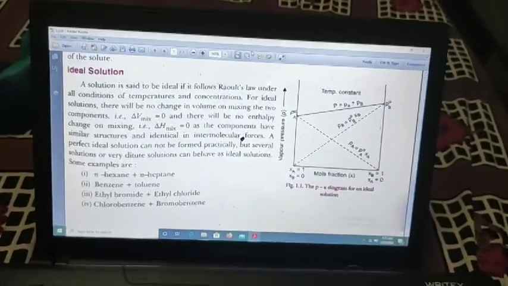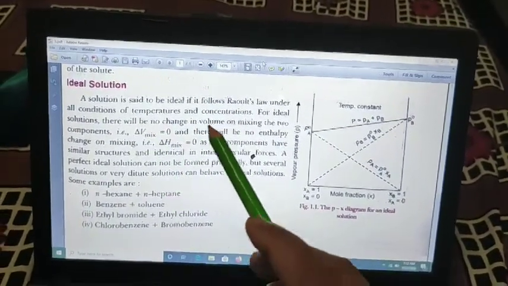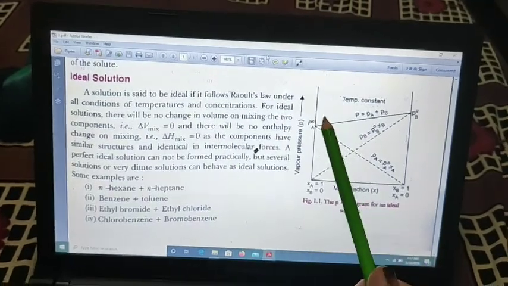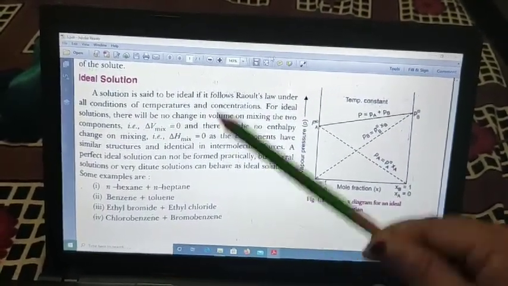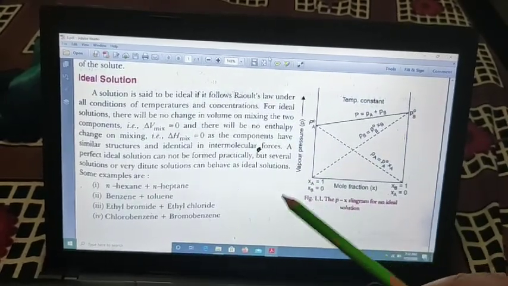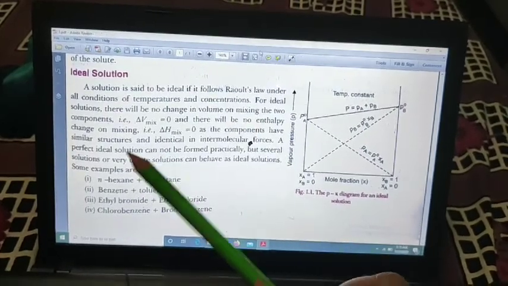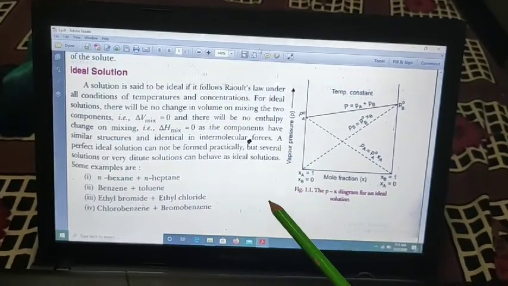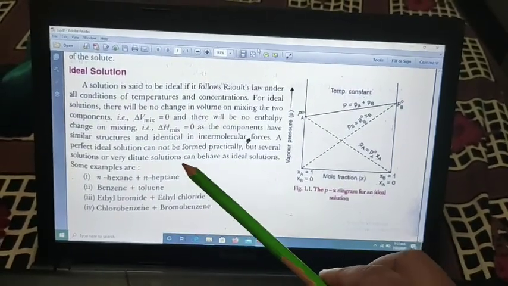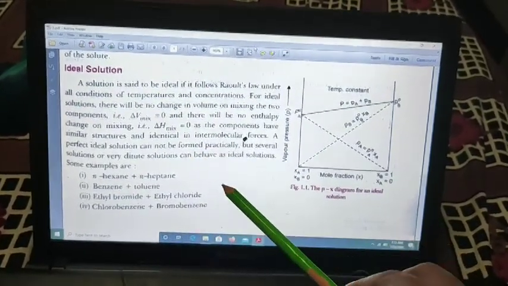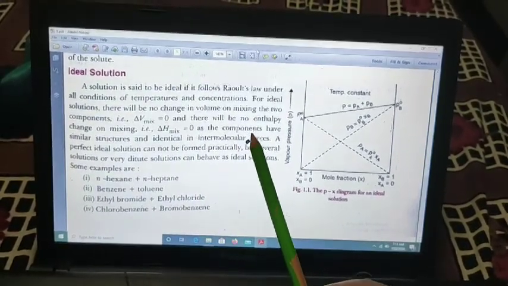Next, we need to know what an ideal solution is. A solution is said to be ideal if it follows Raoult's law under all conditions of temperature and concentration. So a solution which obeys Raoult's law at all conditions of temperature is called an ideal solution. For an ideal solution, there will be no change in volume on mixing the two components, that is delta V mixing will be 0, and there will be no enthalpy change on mixing, that is delta H mix will also be 0, as the components have similar structures and identical intermolecular forces.